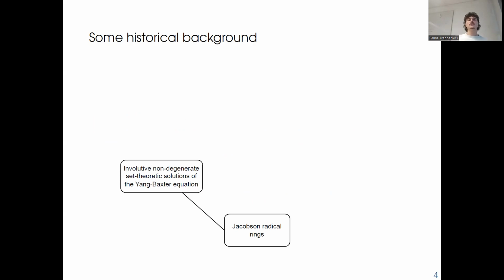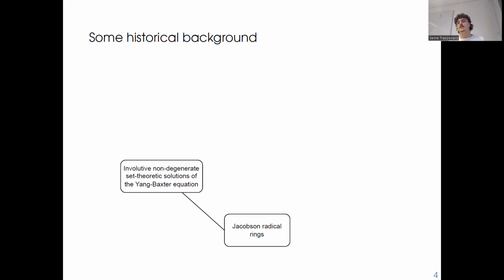It basically started in the 90s when Drinfeld proposed to study a certain version of the Yang-Baxter equation, which originally comes from physics. He wanted to study the set-theoretic solutions of this Yang-Baxter equation. And in 2006, 2007, Wolfgang Rump discovered that there was a link between involutive, non-degenerate set-theoretic solutions of the Yang-Baxter equation. I will come back to all of these notions in just a second.